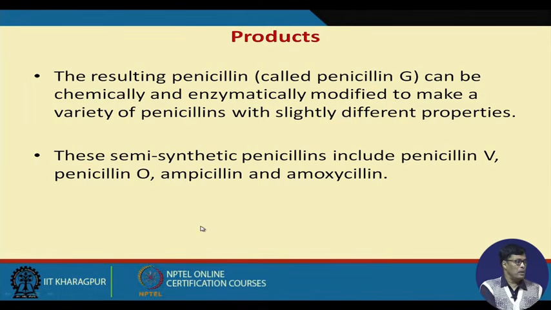The resulting penicillin can be chemically and enzymatically modified to make varieties of penicillin which differ slightly in properties. As I mentioned, penicillin G is unstable at acidic pH, but when penicillin is converted to ampicillin, it is a little bit more stable at acidic pH as compared to penicillin G.